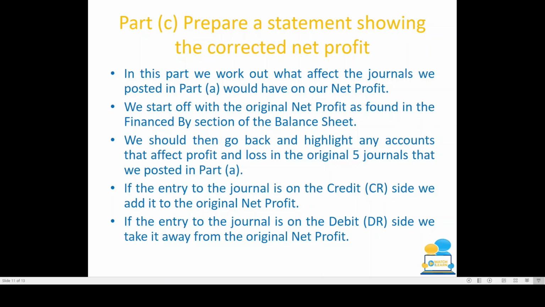And then we'll go back to the journals, highlight any accounts, as I said, that affect the profit and loss in those 5 journals. If the entry to the journal is on a credit side, we add it to the original net profit. So if we have purchases or sales on the credit side, we'll add it to the original net profit. And if the entry to the journal is on the debit side, we take it away from the original net profit. So if you have sales, purchases, insurance, anything like that on the debit side, we'll take it away from the original net profit because it's going to reduce the profit.